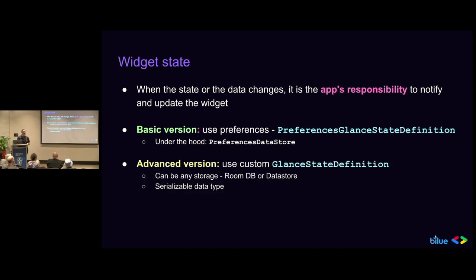I decided that I wanted to try the advanced version, which is using a custom glance state definition. Another thing which is not documented, I need to write this one up as well. This one can be any sort of storage. It can be a room database, can be a data store of any other type, and it's a serialized data type. So this is when you can provide a custom object. It requires a lot more fancy footwork and a lot more work to make this happen. I would recommend stay with the basic version if you can.